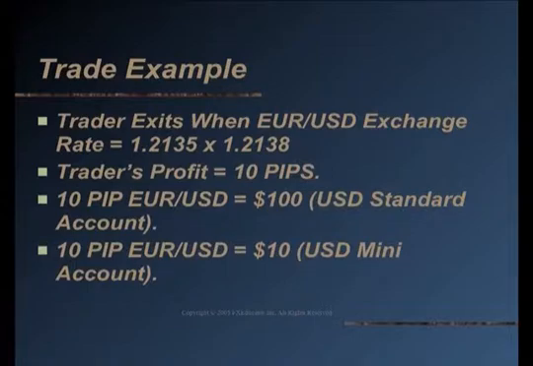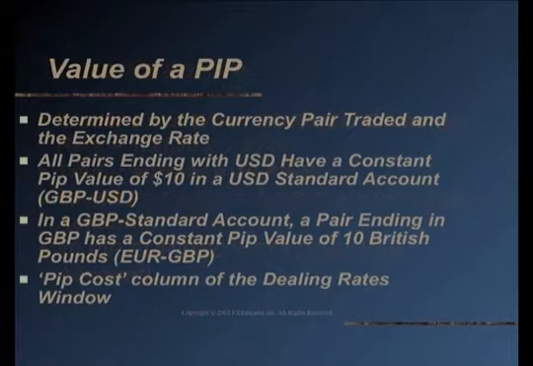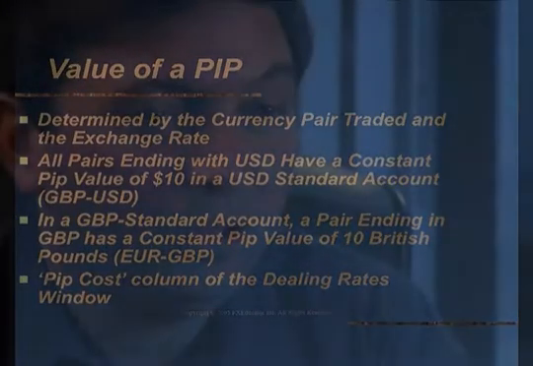What about the value of a pip? This is determined by the currency pair that you're trading and by the current exchange rate. Now, if you're trading in a US dollar account, all currency pairs ending with US dollar have a constant pip value of $10 in a US dollar standard account. For example, Great Britain pound US dollar is always worth $10 per pip. Euro US dollar, same thing.